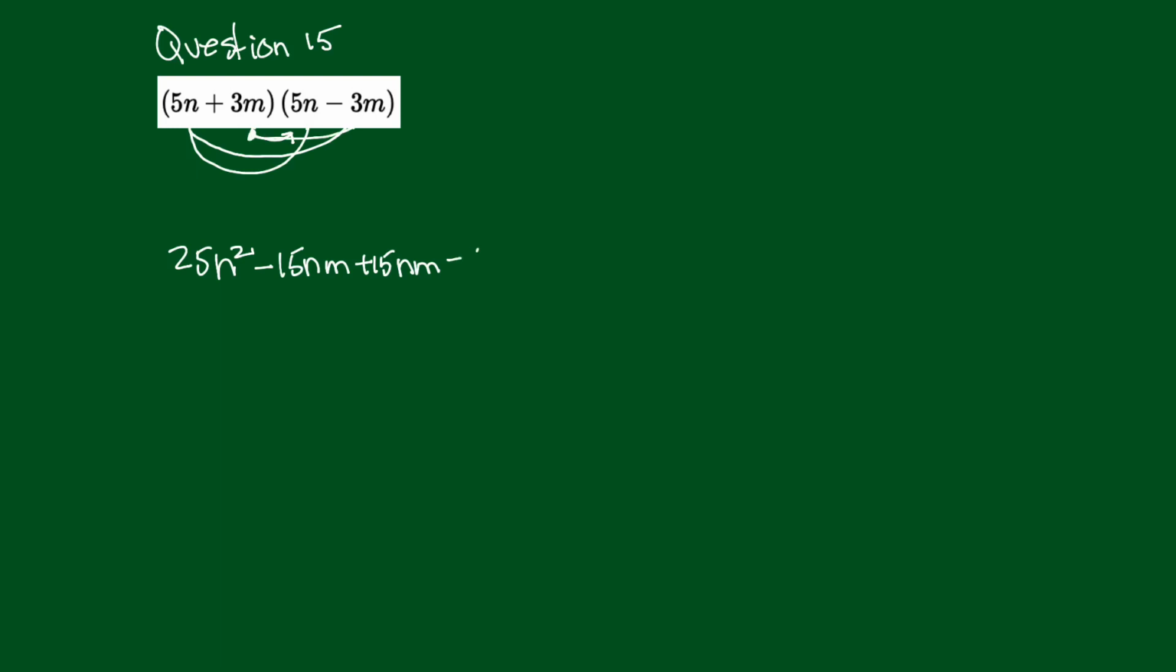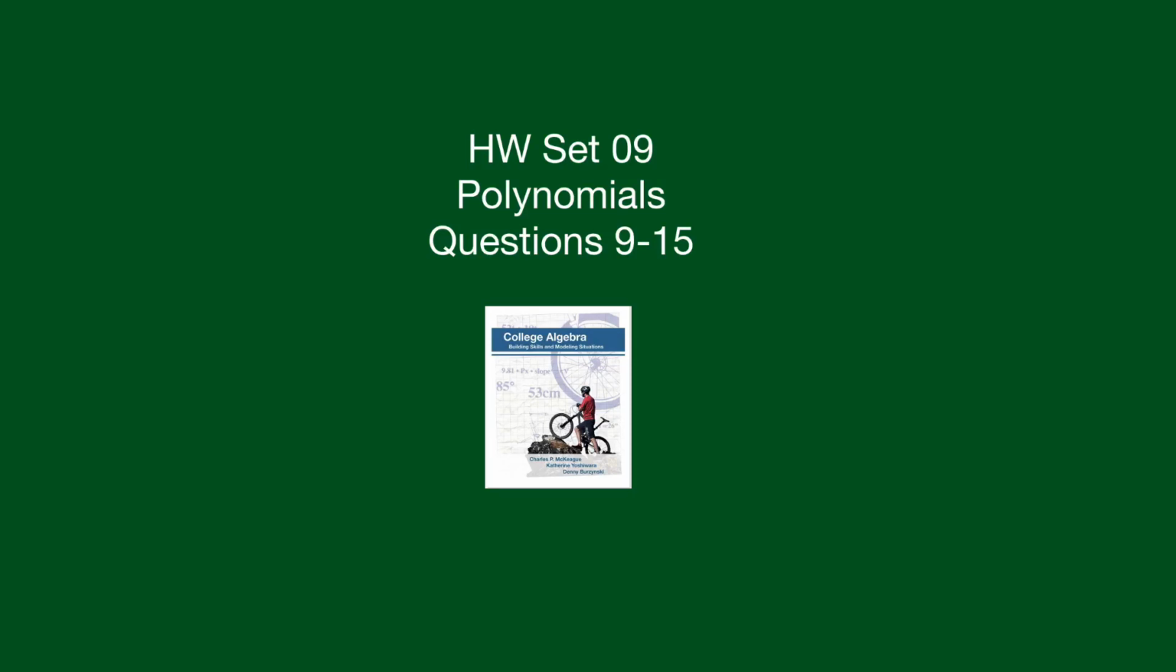And then 3m times negative 3m is negative 9m squared. Now you see these middle terms? Negative 15 of those nm's plus 15 of those nm's. They add to 0, so they're gone. So I get 25n squared minus 9m squared. And we are done. And that finishes up our questions 9 through 15 in homework set 9.